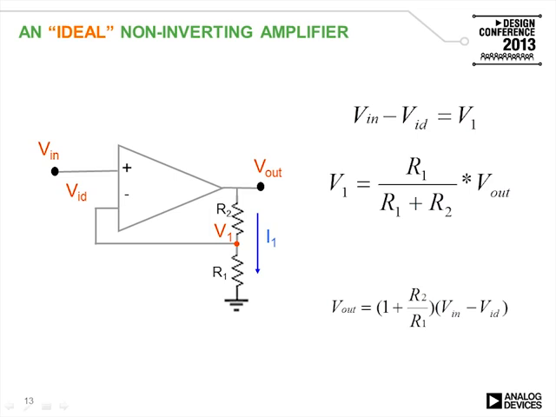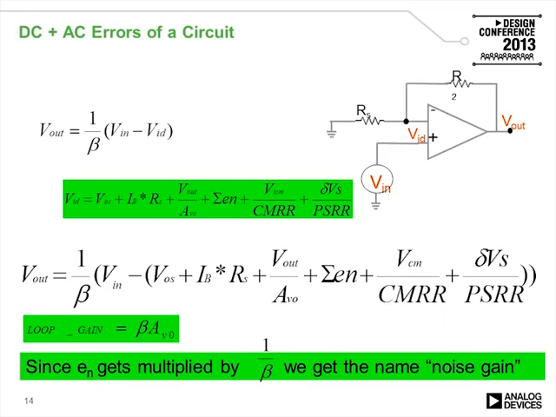For example, an ideal non-inverting amplifier will simply amplify the input voltage by the relationship 1 plus R2 over R1. In reality, there needs to be a small differential voltage between its inputs, which is shown here as VID. If we express this equation at the bottom in a different way, as 1 over beta times Vin minus VID, we have the equation at the top.